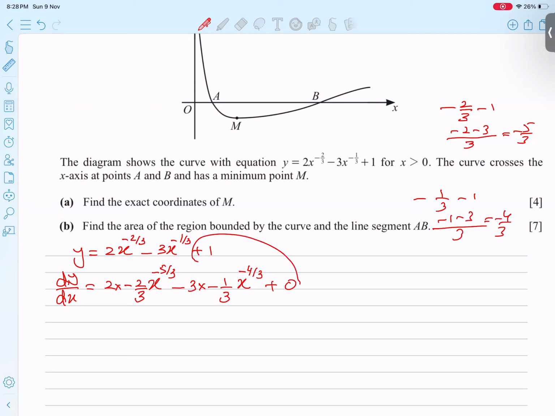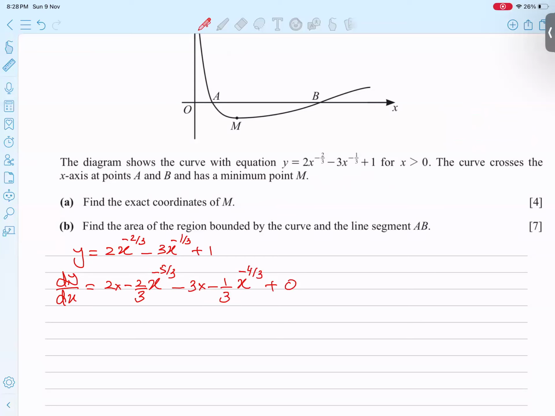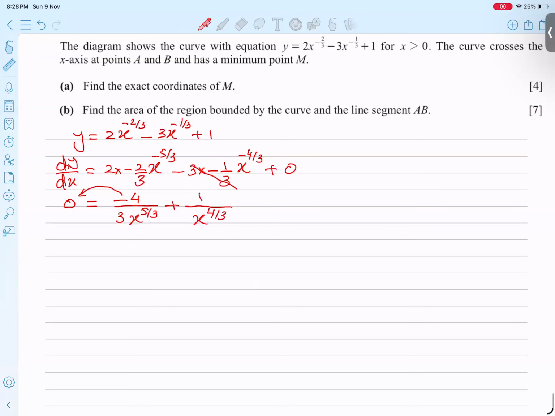And the derivative is 0. So I think up till here, these points are very clear. I will plug in derivative 0, but first of all, I will simplify. This power is negative, how to make it positive? Bring it into the denominator. So 4 over 3 x to the power 5 by 3 positive. Negative, negative, positive, 3 cancel, 1 over x to the power positive 4 over 3. Now I'll bring this part here, so I get 4 over 3 x to the power 5 over 3.